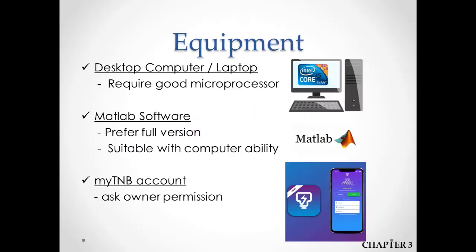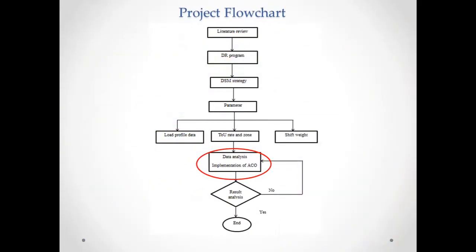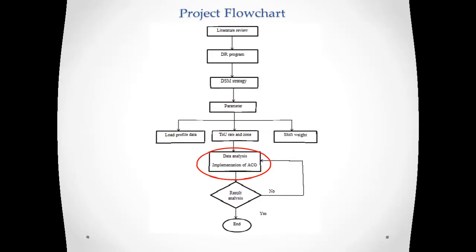The equipment or software needed in this research is a laptop or computer, MATLAB software, and a MyTNB account to download the energy consumption data from different houses. This is the overall flowchart for this research. I will discuss more on the ACO implementation process for this research.